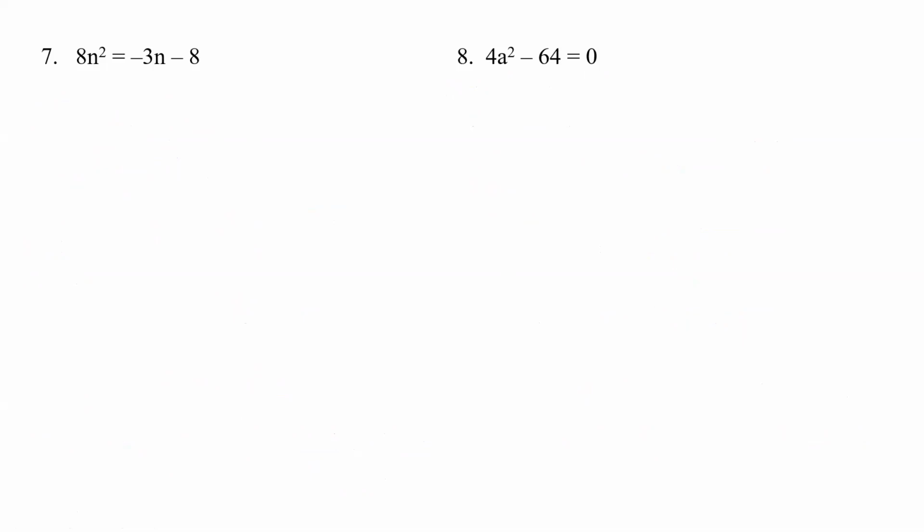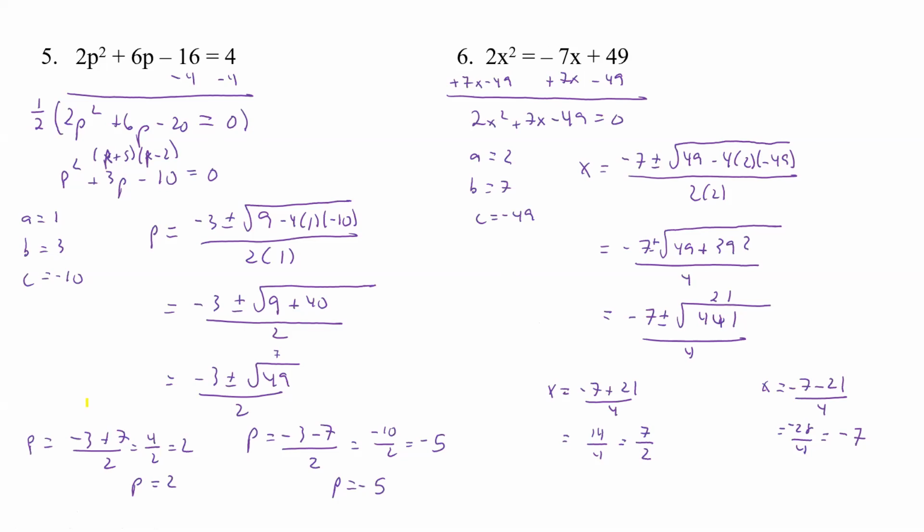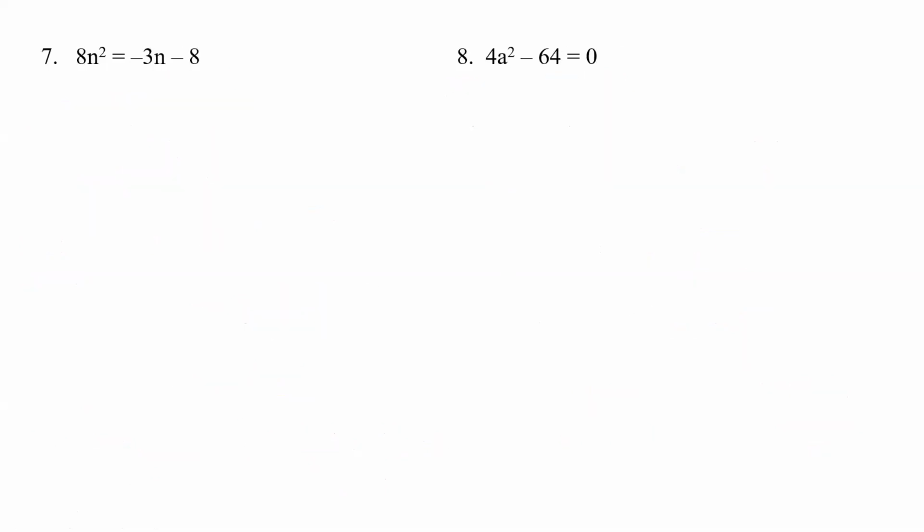These, again, like the last one on 7, we have to take it to the left side, and so what we're going to do is just add 3n and add 8.